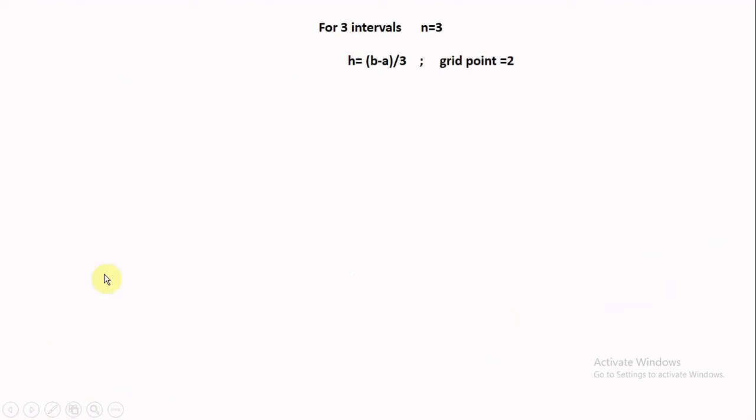Now let us take the next case when we divide the given region into 3 intervals. So for 3 intervals we say that n is equal to 3. Now if n is equal to 3, then the step size will become (b minus a) by 3. And how many grid points will be there? There will be 2 grid points. So we have this interval ab, and now we are dividing this into 3 intervals. So in order to do this, we need 2 grid points. So these will be the 2 grid points.